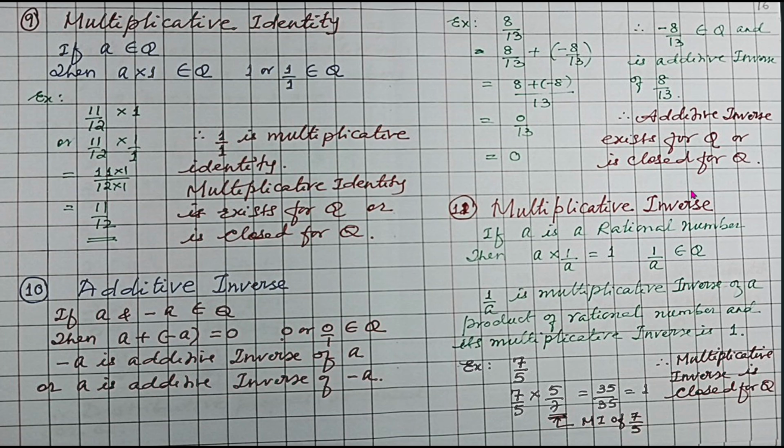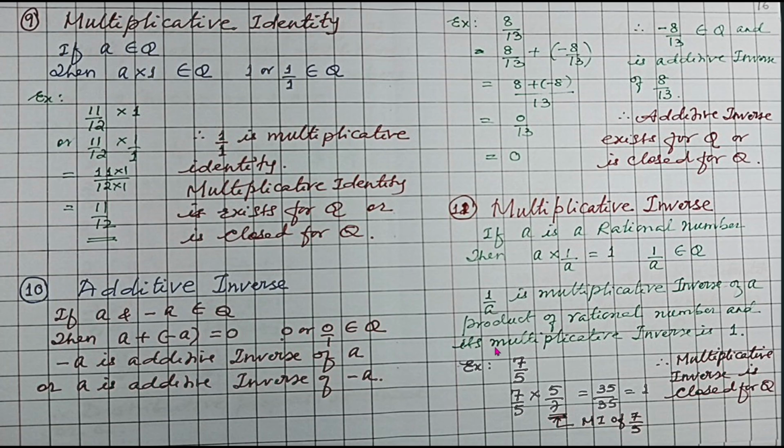Now multiplicative inverse. Again we know what is multiplicative inverse. We know that if a is a rational number, then 1 by a, that is the reciprocal of a, is called the multiplicative inverse or reciprocal of a, and when we multiply, we get the product as 1. And mind you, the product 1 is always positive. Now 1 by a is called the multiplicative inverse of a. The product of a rational number and its multiplicative inverse is always plus 1. Please remember, it is always plus 1.